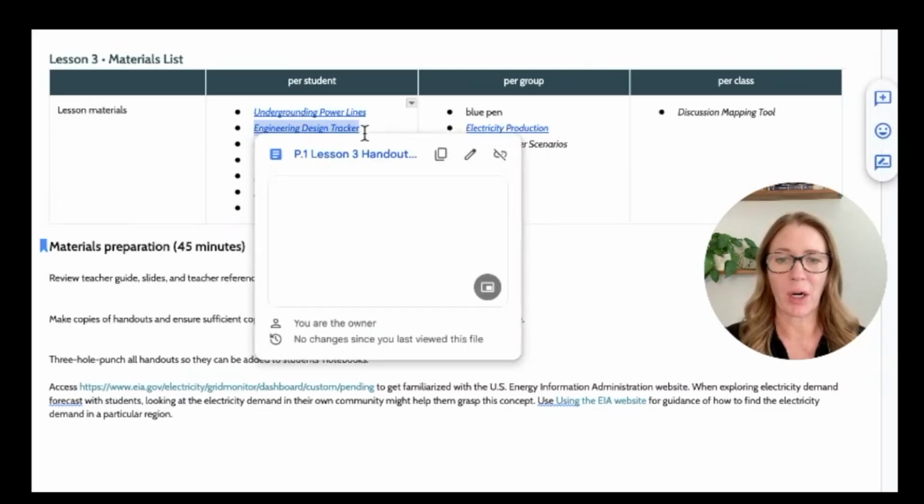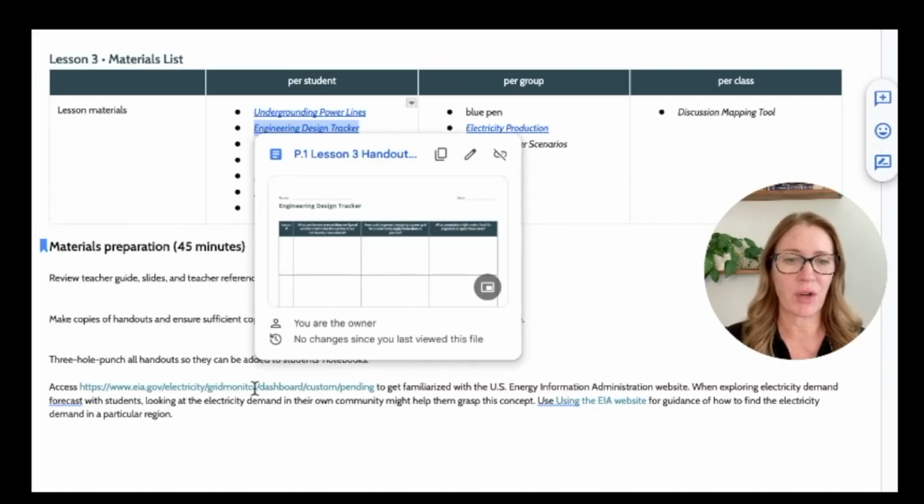Engineering design tracker. Now this is different than the progress tracker. You might want to consider how you want to do this. Do you want to combine them? But there's different headings to the columns. It's more through the lens of engineering. And this is the lesson where we introduce criteria, constraints, and a bunch of things about engineering. And so we're starting to think about a final solution here in Lesson 3. So you've got to keep track of it along the way.